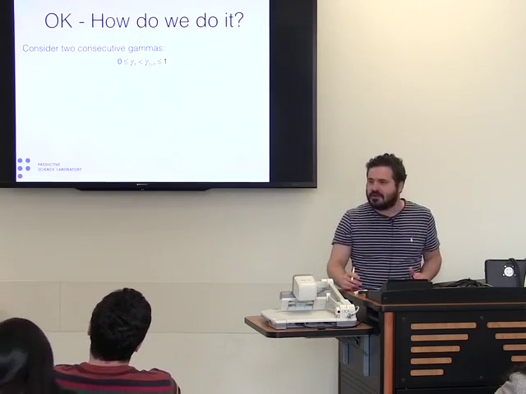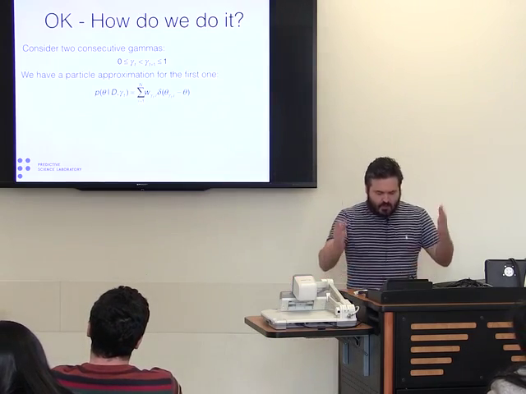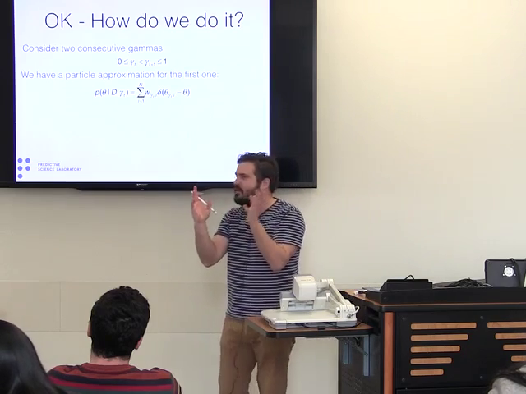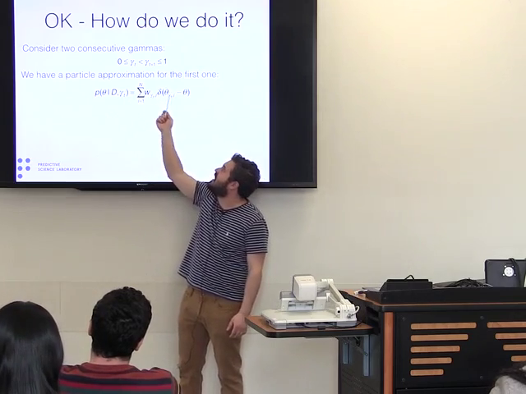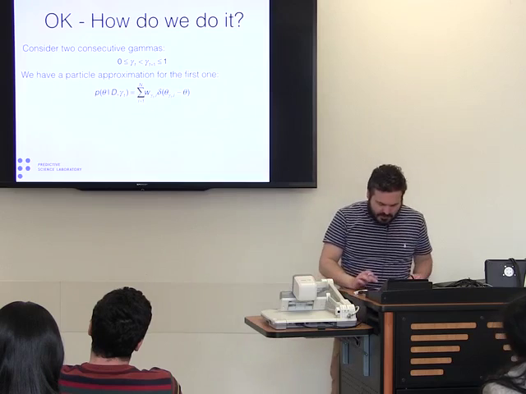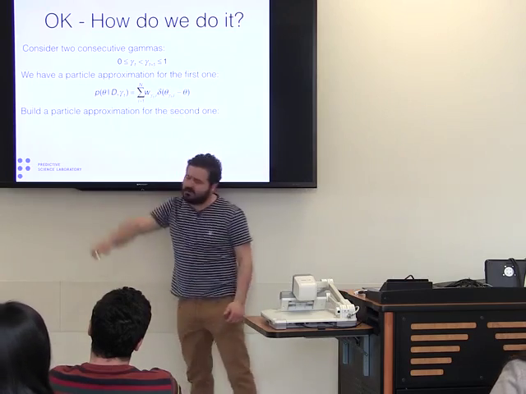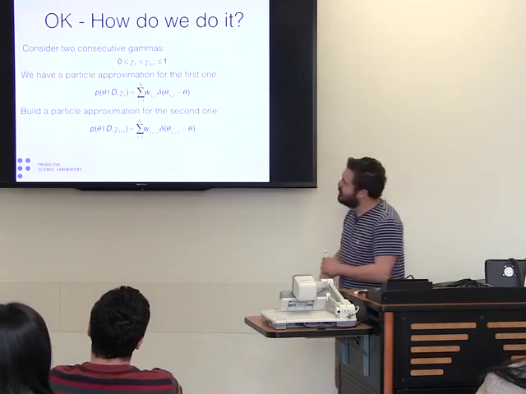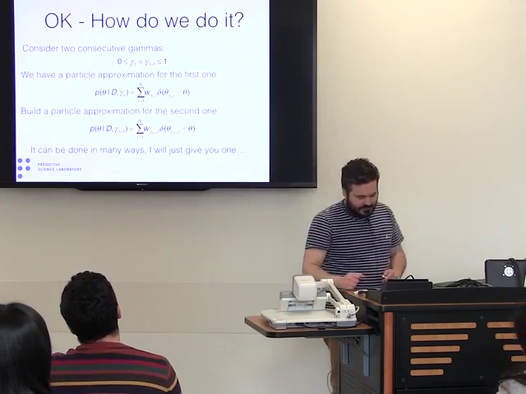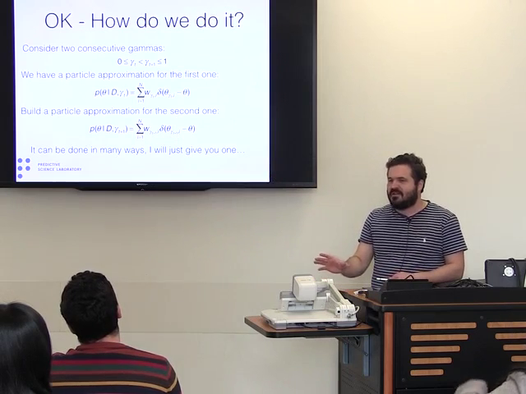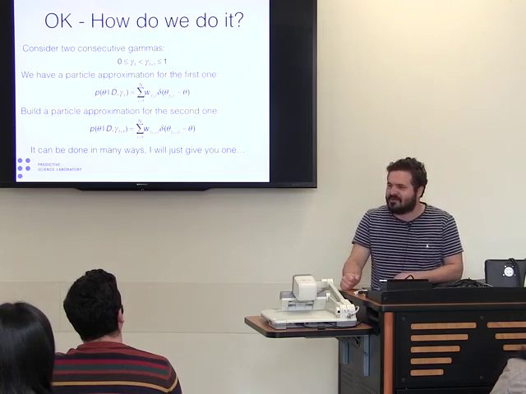All right, so how do we do it? Consider 2 consecutive gammas, gamma t and gamma t plus 1, and assume that we have a good particle approximation of the density corresponding to gamma t. This is basically a bunch of weights and the samples corresponding to these weights. And we want to build a particle approximation for the second gamma. So we want to find another bunch of weights and another bunch of thetas. How do we do that? There are many ways, literally an infinite number of ways, actually uncountably infinite, in which you can do it.